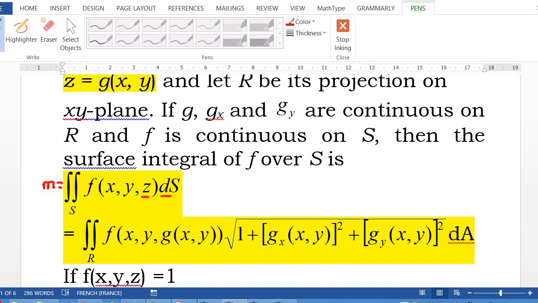Depending on your region R, if it is circular, then you use polar coordinates. If not, you use Cartesian coordinates.